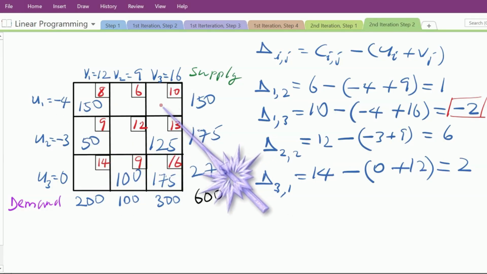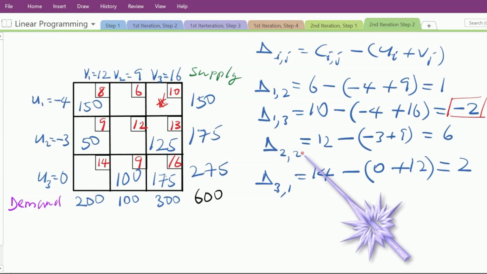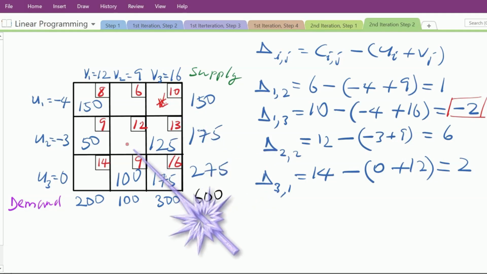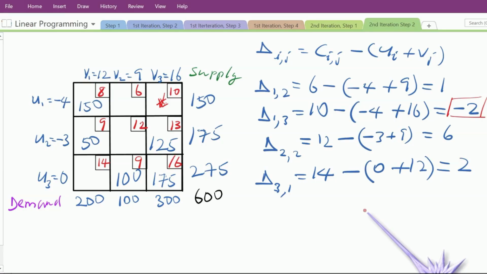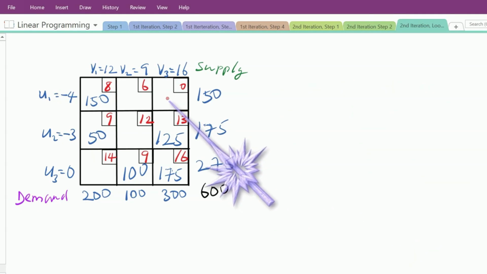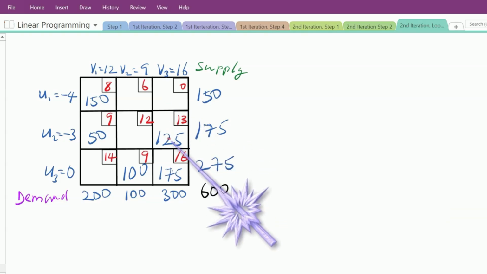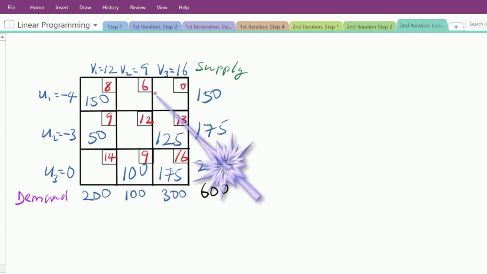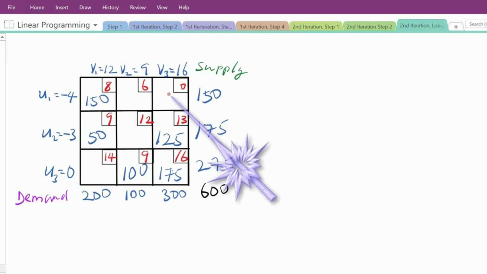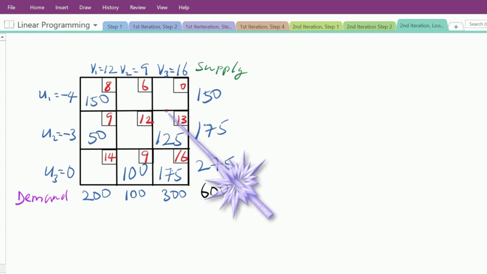So here the variable is coming into the basis. It's coming to the basis. So we go next and loop. We're going to carry out our looping. Now that we know that this is the cell that's coming in, we start the loop from here. How do we move? We can go like this: 1, 2, 3, 4, or like this: 1, 2, 3, 4, either clockwise or counterclockwise. We'll form our loop.